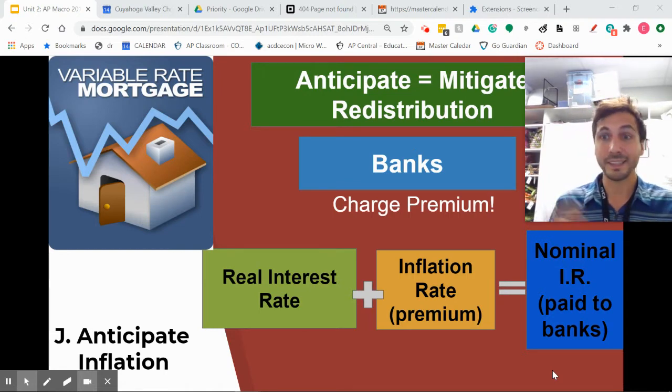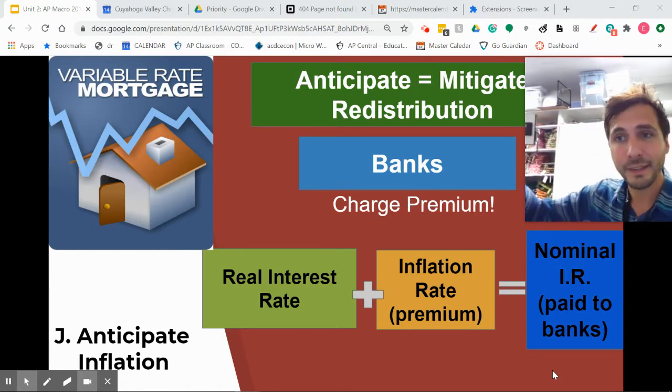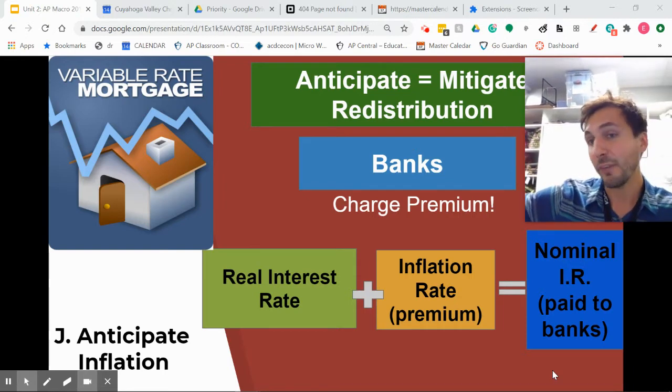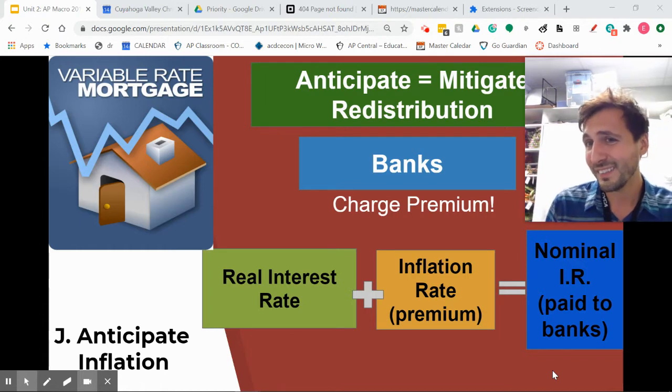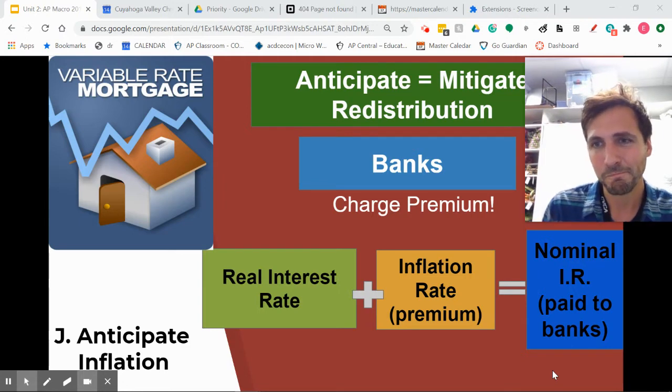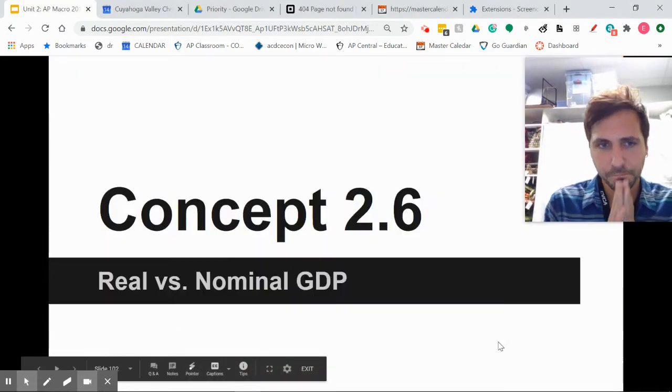Now, of course, banks can get it wrong. If banks bet that the inflation rate is going to be 5%, but the inflation rate is actually 12%, well, they didn't really protect themselves, and them, as the lenders, the L of FISL, are actually going to be hurt by that more. Okay? Let's keep going.